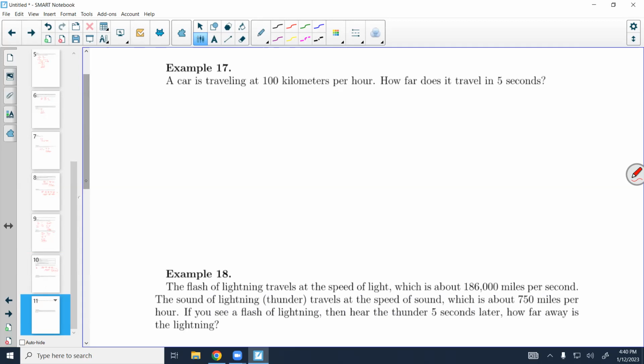A car is traveling at 100 kilometers per hour. How far does it travel in 5 seconds? Oh, we have 100 kilometers in 1 hour. Same process. We need seconds.